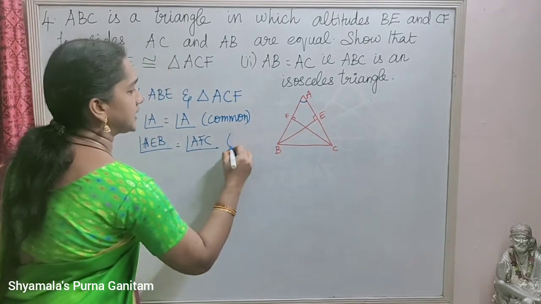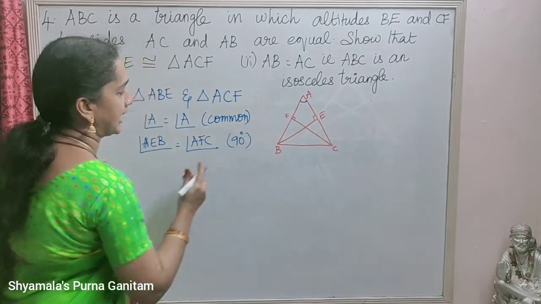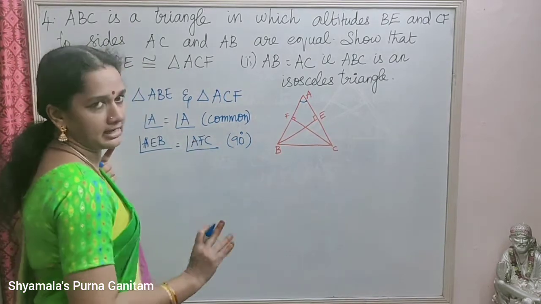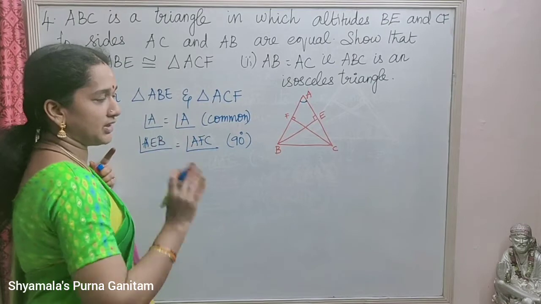AFC, so this is 90 degrees. Since it is given as altitude, angle AEB is equal to angle AFC. So two angles we have.